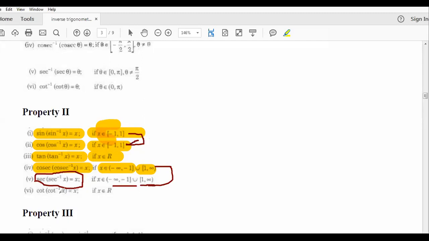Now come to the last function, cot of cot inverse x. Again we get the identity. So the value of x in this case is again the same. In case of tangent and cot, the value is the same, the real numbers. Is it clear, beta? Yes, sir. So if there is any doubt, you can ask me.